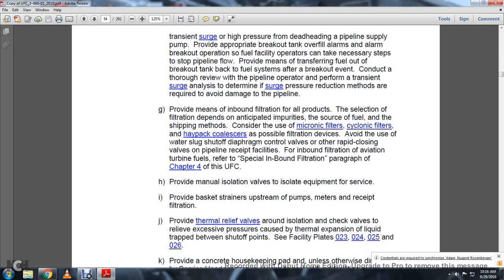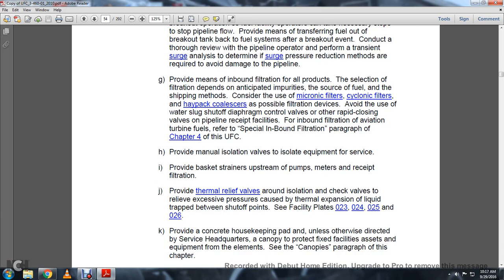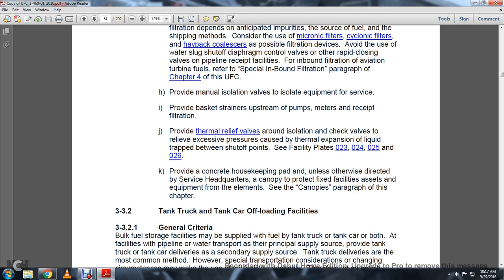G. Provide means for the inbound filtration for all the products. Selection of filtration depends on the anticipated impurities, such as source of the fuel and the shipping methods. Consider the use of micronic filters, cyclonic filters, and high-pack coalescers as possible filtration devices. Avoid the use of water sludge shut-off diaphragm control valve with the rapid closing of the valve of the pipeline receipt facilities for the inbound filtration. For aviation turbines, refer to the special inbound filtration paragraph in Chapter 4 of this UFC.